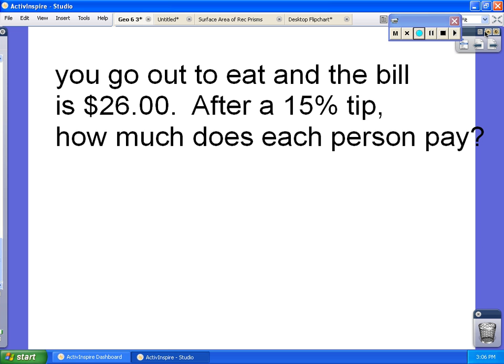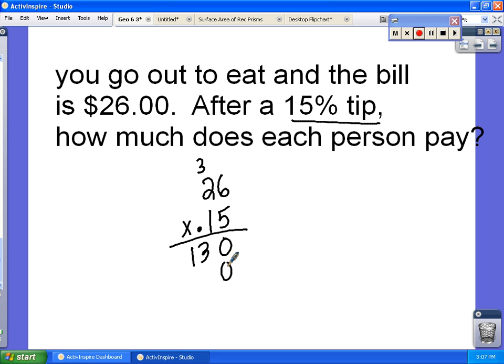All right, hopefully you got a chance to do it. So this is a word problem. It says after a 15% tip. So before we do anything, we have to find out what is 15% of $26. So I do 26 times, remember the decimal form, 0.15, and 26 times 0.15 is $3.90, and then if I add the two decimals, you get $3.90.